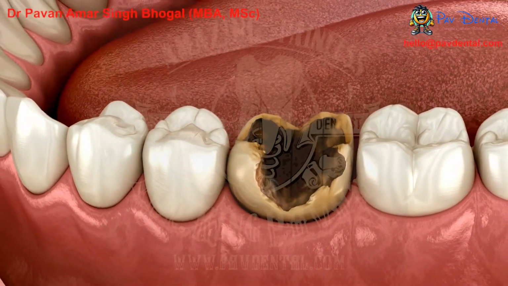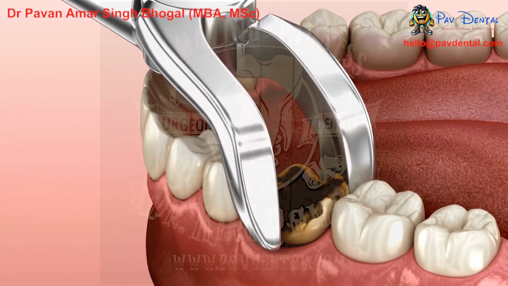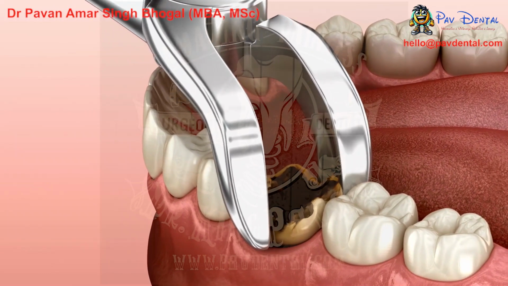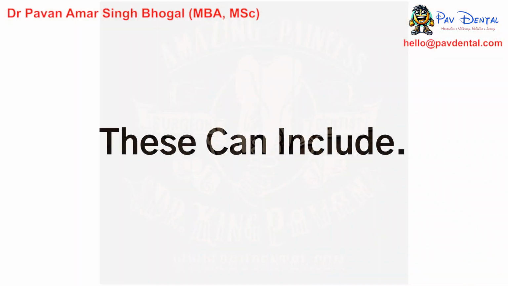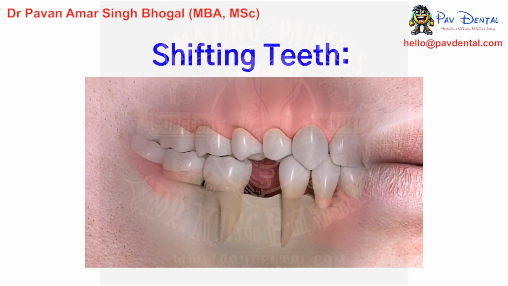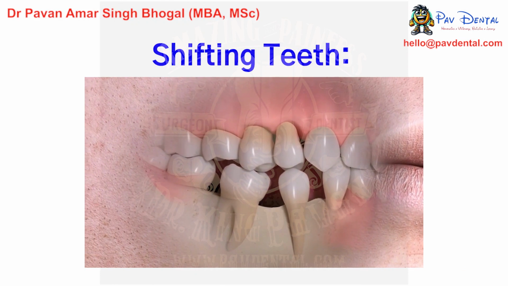The main alternative to root canal treatment is tooth extraction. While removing the tooth might seem like a simpler solution, it's important to understand it has long-term consequences. These can include shifting teeth. Losing a tooth creates a gap that can cause surrounding teeth to shift, affecting your bite and smile.